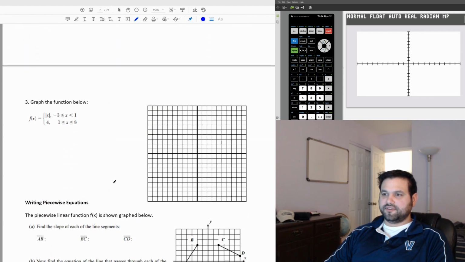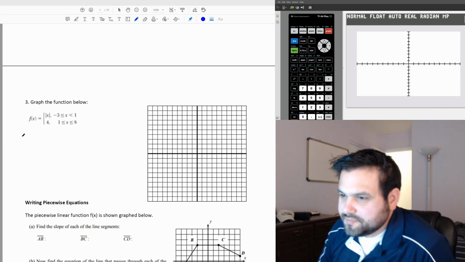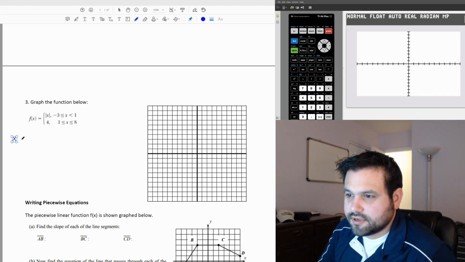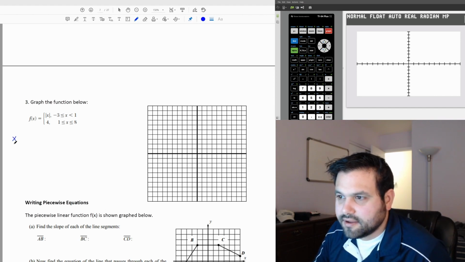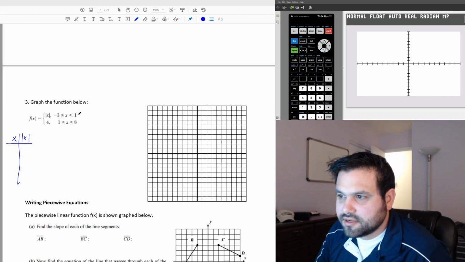So, graph the function below. F of x equals the absolute value of x when x is from negative 3 to 1, and 4 when x goes from 1 to 8. Let's take a look at this one. So we have two pieces here, so we're going to make two tables. So x and absolute value of x. And we're going from negative 3 to 1.